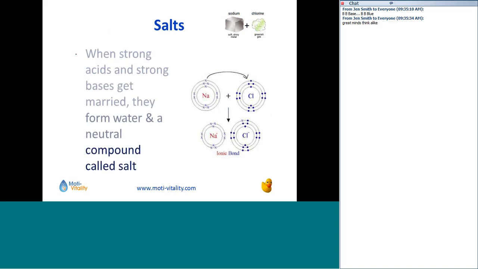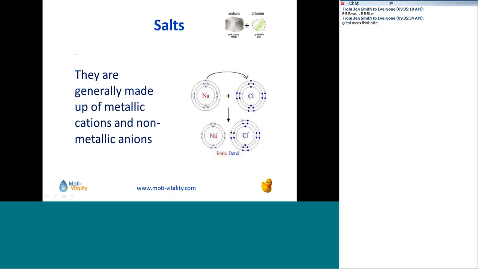Salts are when strong acids and strong bases get married: they form water and a neutral compound called salt. It doesn't have to be just sodium chloride, though. It could be calcium chloride. A lot of different things are salts. A salt is usually a metallic cation and a non-metallic anion. So when anions and cations get married, they form salts, generally made up of metallic cations and non-metallic anions.